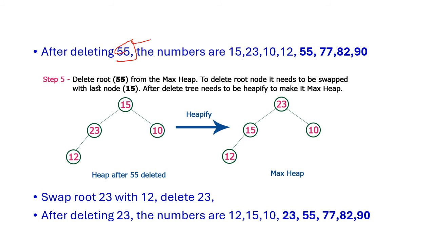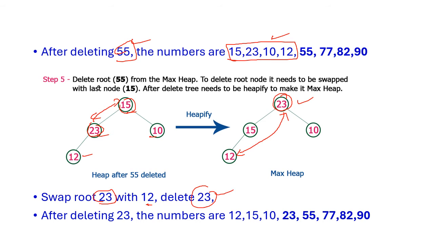After deleting 55, we have only these items for our binary tree, right? So 15, 23, 10 and 12. Here these two values are to be exchanged. 23 is greater than 15, right? So now 23 reaches its right position. After exchanging, now we need to swap 23 with 12. Swap 23 with 12 and delete 23. That means 23 has reached its right position.